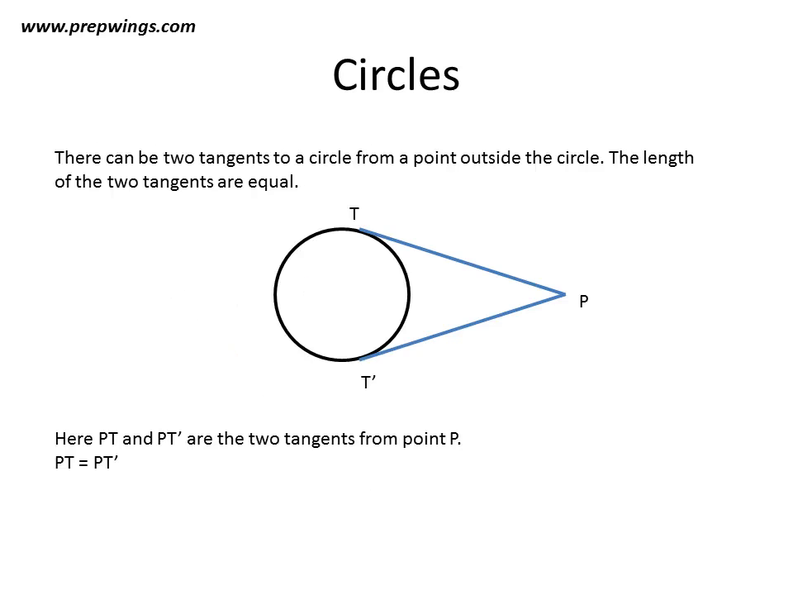So now what we'll look at is tangents of a circle. For a given circle, two tangents can be drawn from a given point outside the circle. Over here we are shown two tangents PT and PT dash from a point P. The property related to tangents is that the tangents are equal in length. So that means PT is equal to PT dash.